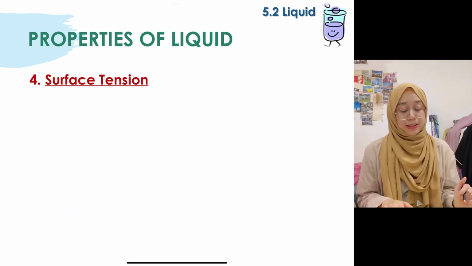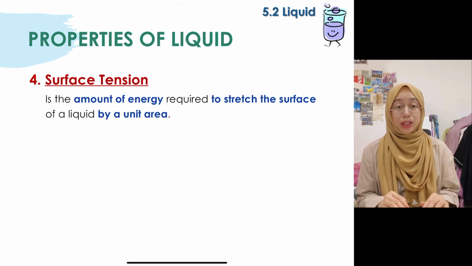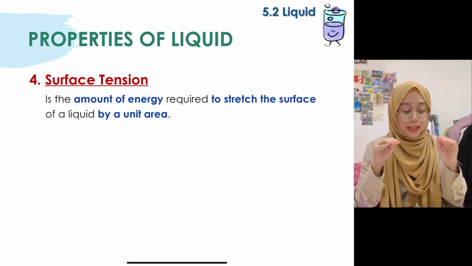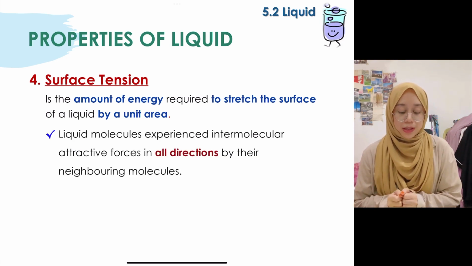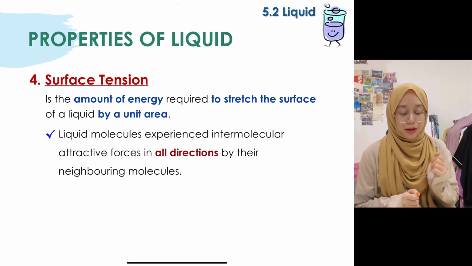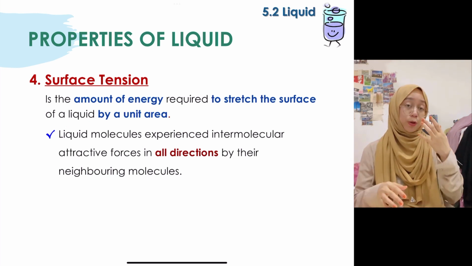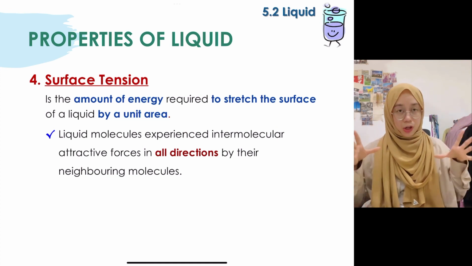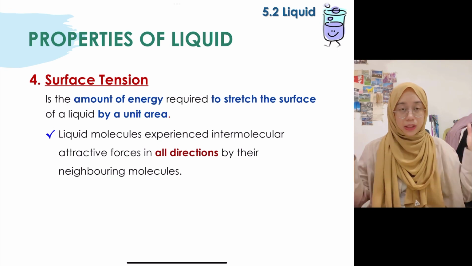And then in terms of surface tension pula, surface tension is the amount of energy required to stretch the surface of a liquid by a unit area. So liquid molecules experience intermolecular forces, attractive forces in all directions by their neighboring molecules. Sebab ada banyak molekul liquid lain kan, so dia akan ada attractive forces in all directions.